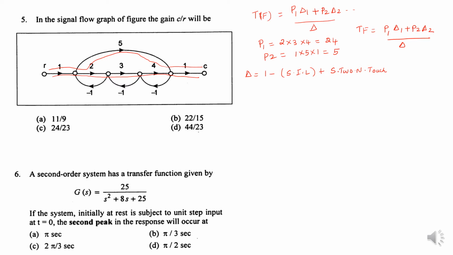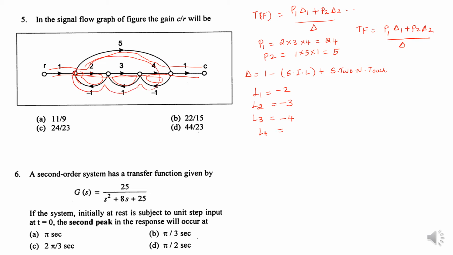So first of all, I am going to find out loop 1. See, this is loop 1. A node which has both an outgoing and an incoming branch, that is known as a loop. So minus 2. The next loop is loop 2. Here 3, then this is minus 3. What is loop number 3? That is 4 into minus 1, minus 4. And what is loop number 4? See, this is 5.